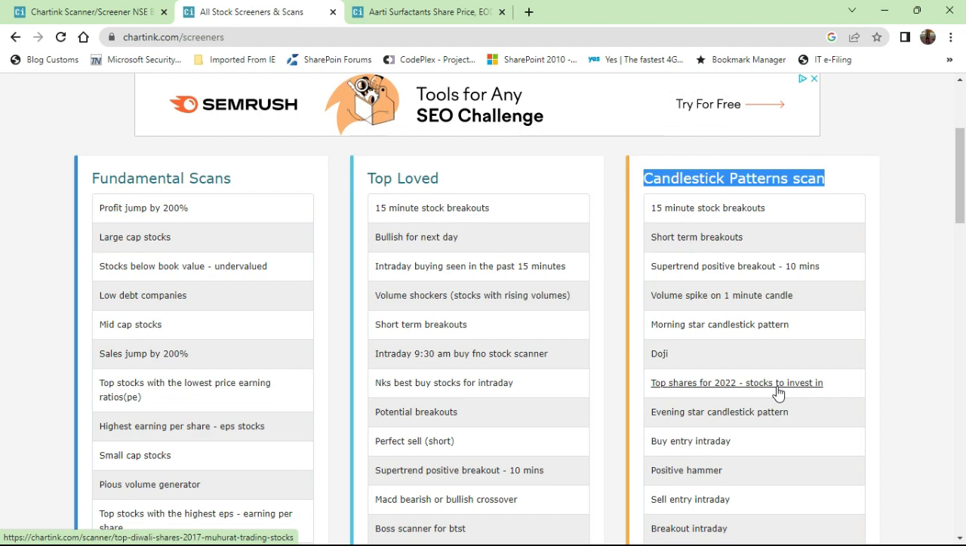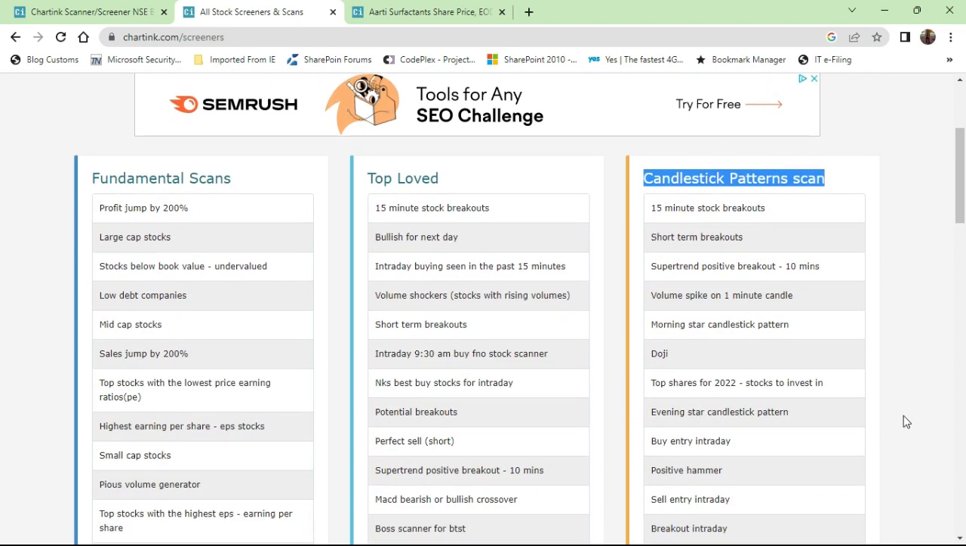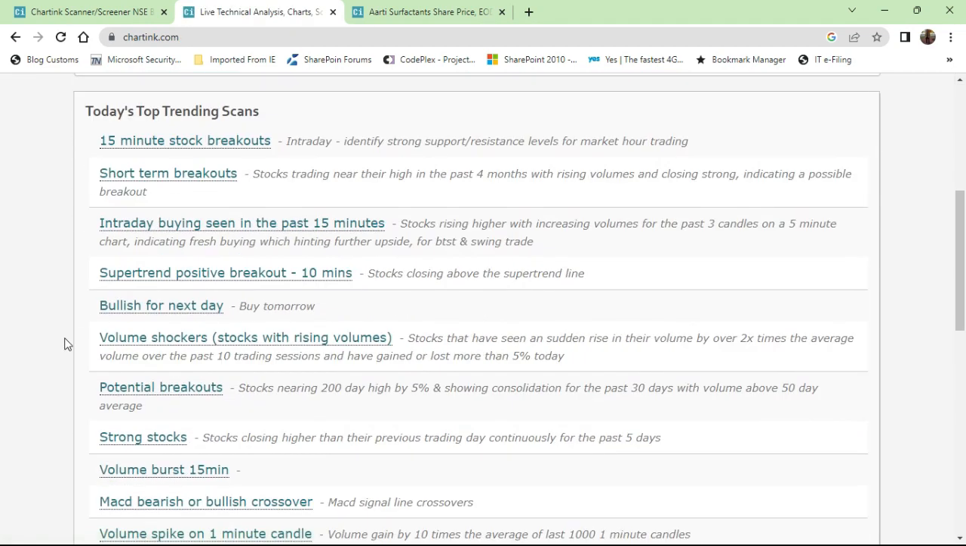But using this tool, I could find exactly what the volume strength is, what kind of candle is forming, where exactly the buyers are, where exactly the sellers are, and what kind of strength that company or stock is having at the right moment. For example, if I want to find a stock which is going to be on the bullish side tomorrow, I can go here on the charting and find the bullish stocks for the next day.